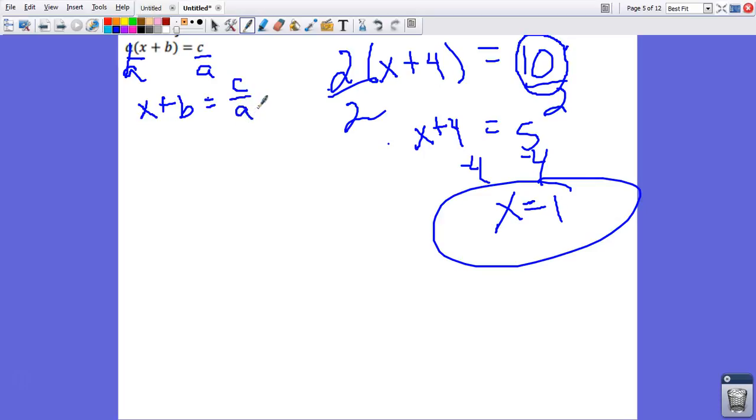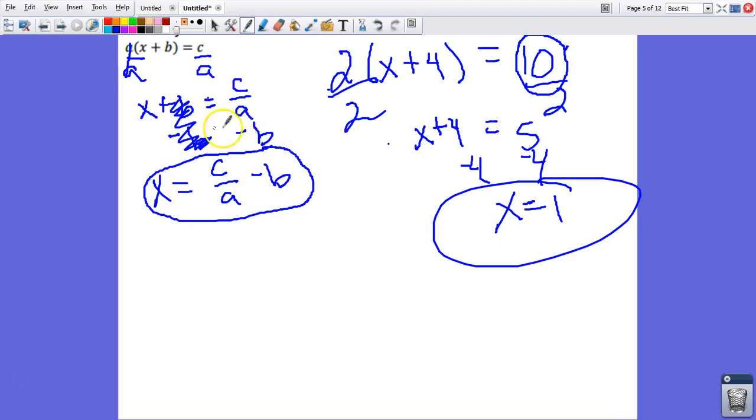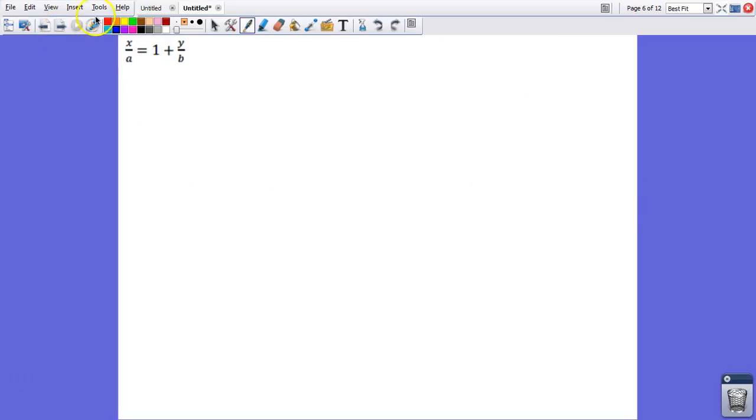See how easy that was? I didn't have to do any math. I just had to put things in the correct place. And then subtract b from both sides, and I get x equals c divided by a, minus b. Okay? So I think it's almost simpler and easier than doing the maths. You know what I'm saying?